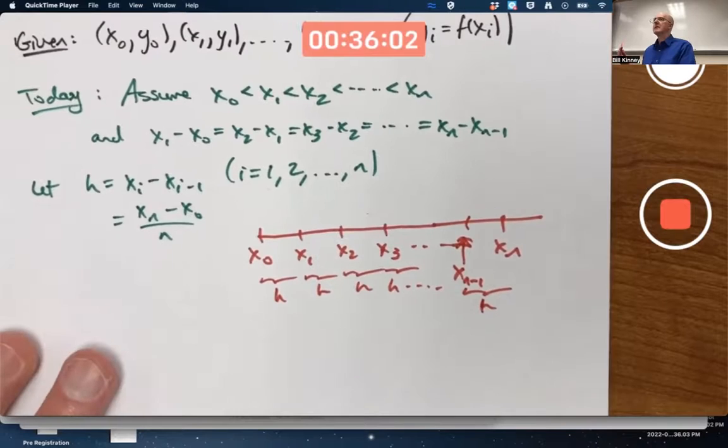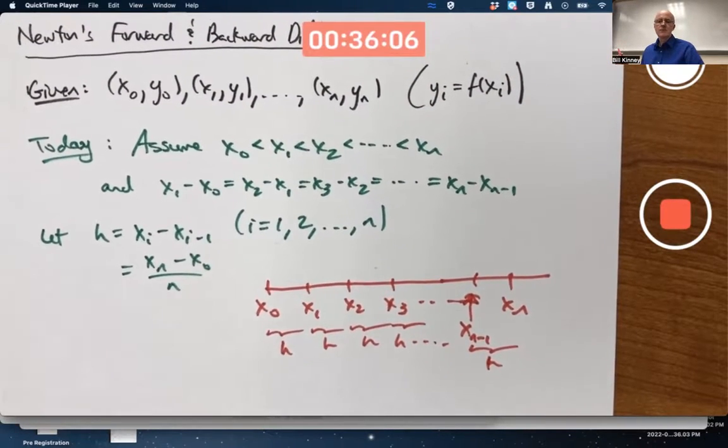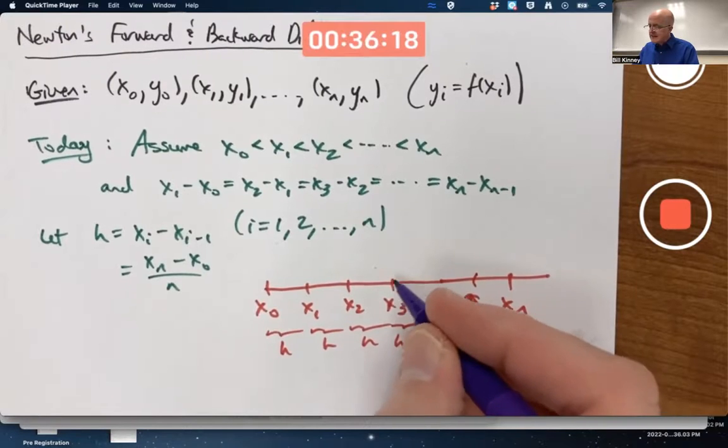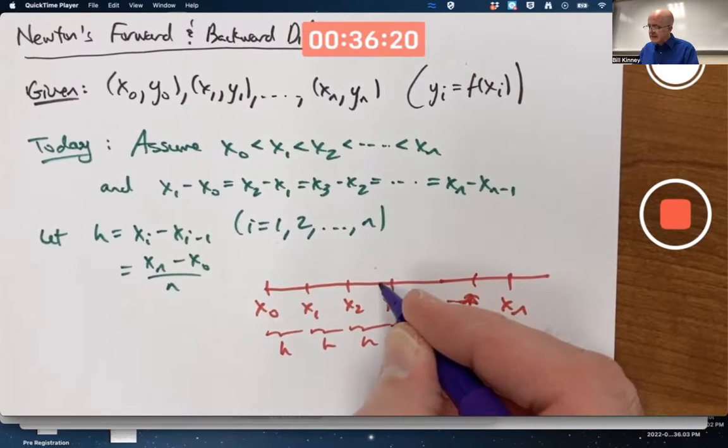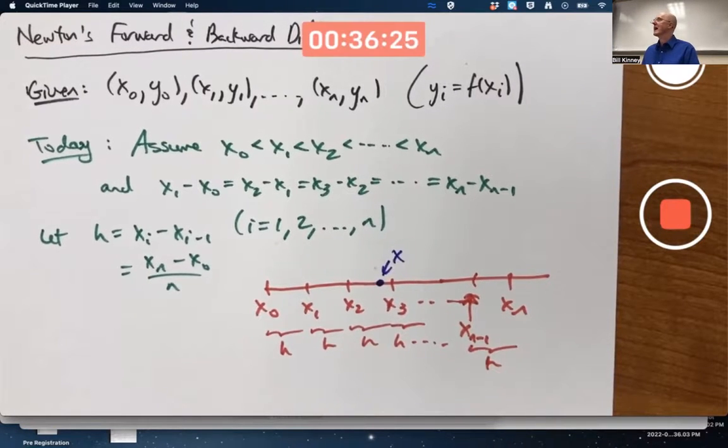Our goal is the same. Given these data about some unknown function, or maybe a known function like e to the x or sine of x or something like that, that you're trying to interpolate, we got some value of x that we're trying to interpolate the function at. Maybe x is right here or something. We'd like to approximate f of x. We could do the same things we've done so far. We could use Neville's method. We could use divided differences in a spreadsheet, say.